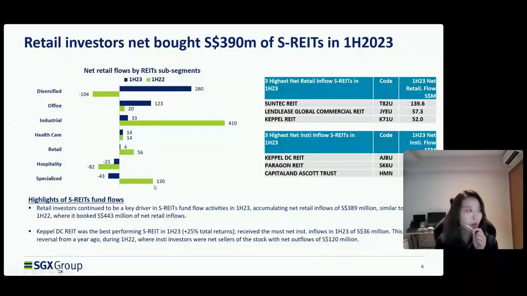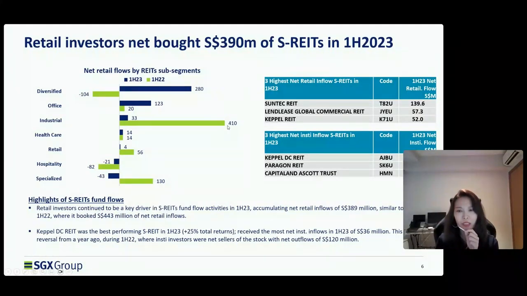So across the REITs this year, retail flows this year, which is the blue colored bars, green is for last year. Retail has been diversified REITs, highest net buy by retail investors this year. Last year, highest net buy into industrials.